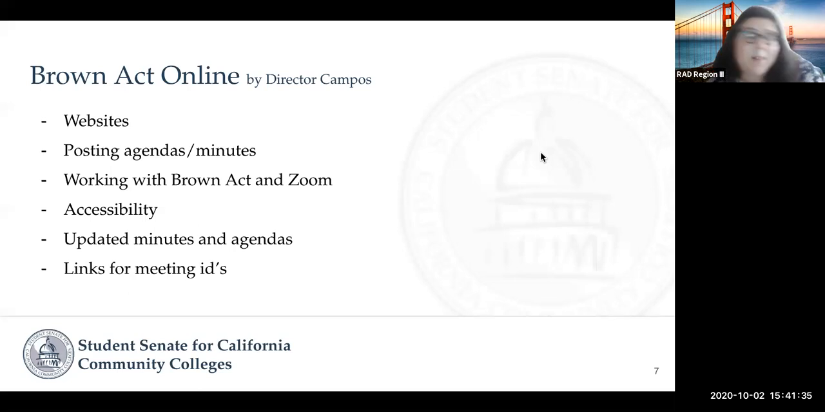Another point is passcodes. I'm not going to say you can't have a passcode on a Zoom meeting, but the caveat is that if you're posting your Zoom links on your website or in your agendas that you send out, you want to make sure that you include the meeting ID as well as the passcodes. If your SBA is the kind to set a passcode, you want to make sure that information is easily accessible to any member of the public. Otherwise, that's a private meeting or a closed meeting, and we're not allowed to have those.